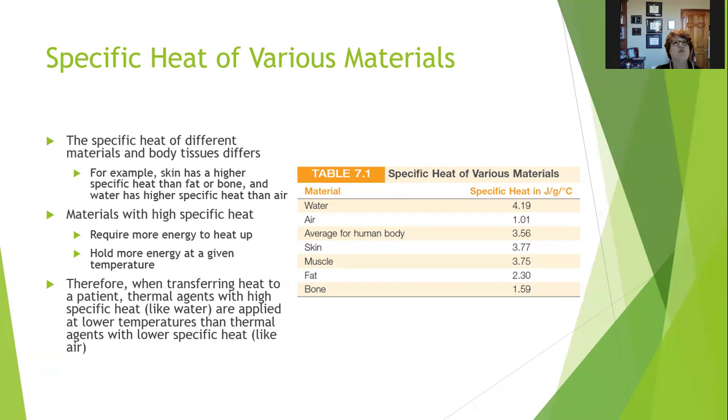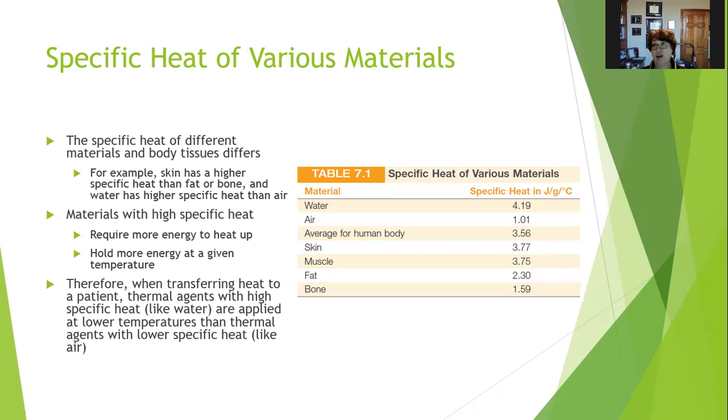Hopefully that makes sense. Materials with a high specific heat require more energy to heat up and hold more energy at a given temperature. So when transferring heat to a patient, thermal agents with high specific heat, like water, are applied at a lower temperature than thermal agents with a lower specific heat, like air. We're not usually heating people up with air, but think of a sauna, where you're heating up with hot air. It's going to take longer and a higher temperature than heating someone up with water, putting them in a warm pool. So hopefully that makes sense.